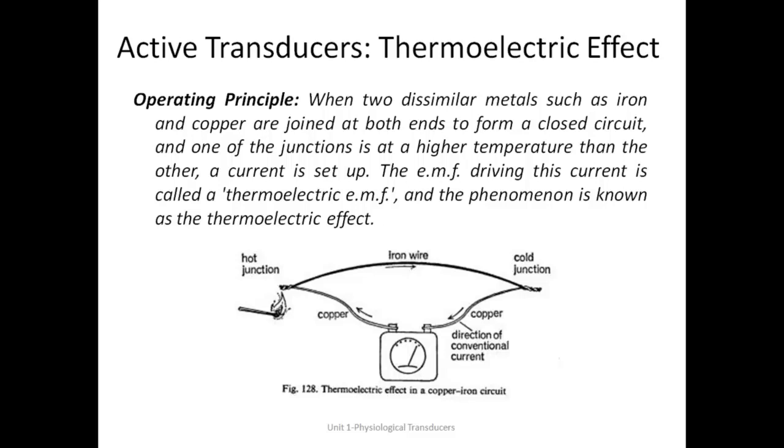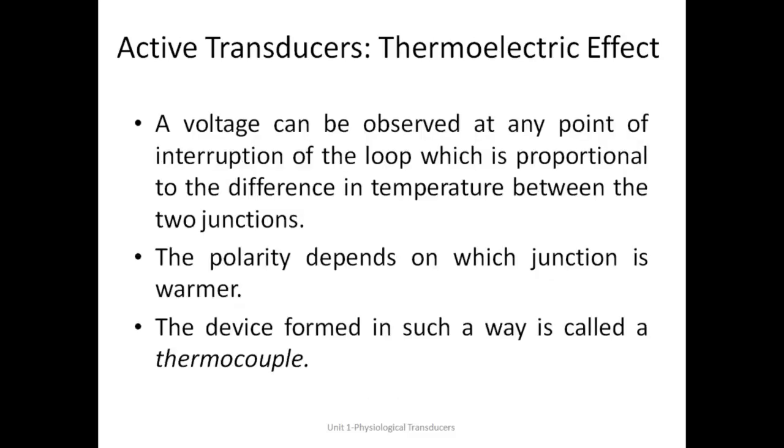That voltage is proportional to the temperature difference between the two junctions. So the temperature difference can be measured with the help of this device in terms of voltage, right? So a voltage can be observed at any point of interruption in the loop, which is proportional to the difference in temperature between the two junctions. And the polarity of this voltage depends upon which junction is higher. The device which we form in such a way is called a thermocouple.